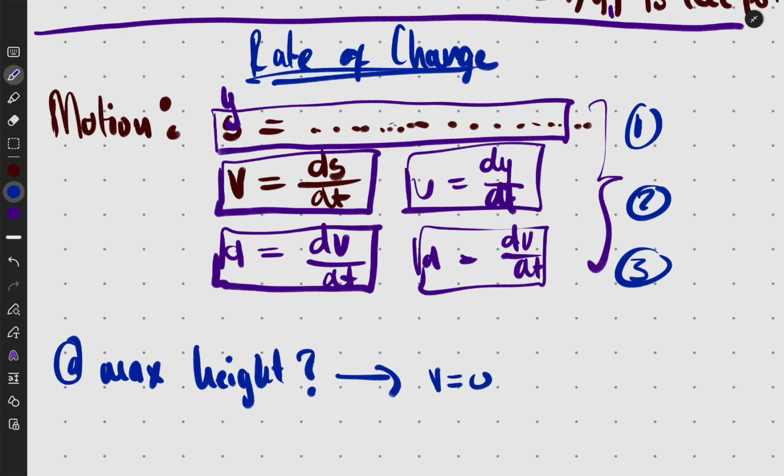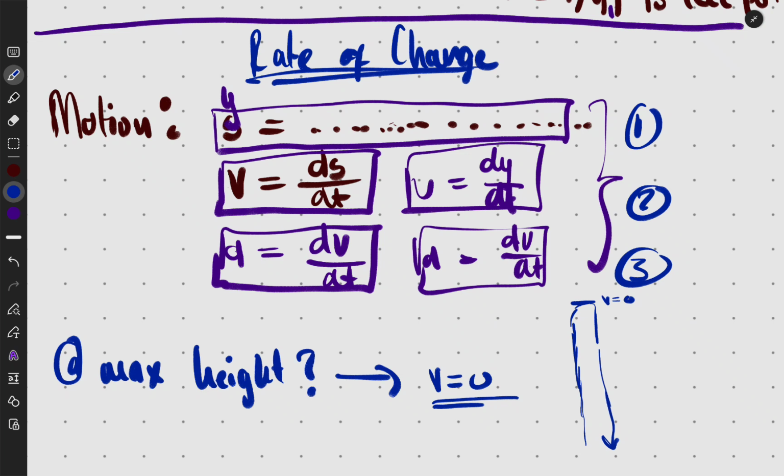So V is 0, because if something is thrown up in the air, it's going to fly up until it gets to the maximum height. It will stop a bit, then start falling down. So at maximum height here, V is 0. Temporarily, just for a short time, it's going to stop, then start falling. So at maximum height, V is 0.